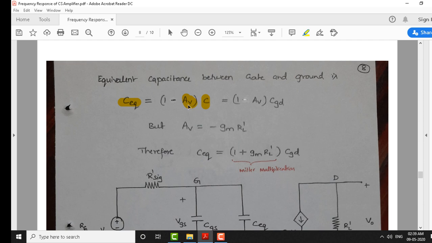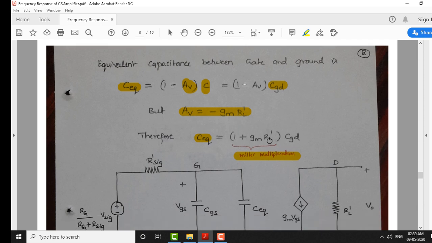Okay. Now we can substitute AV as minus GM times RL dash. The C becomes now CGD. Now we can substitute all these things, and the final equation for equivalent capacitance is 1 plus GM times RL dash, since minus of minus becomes a plus. So 1 plus GM times RL dash into CGD. This 1 plus GM times RL dash is called the Miller multiplication, because this is a scalar component that multiplies with the capacitance, and that is going to produce the equivalent capacitance at the input side. So this is as per Miller's theorem.